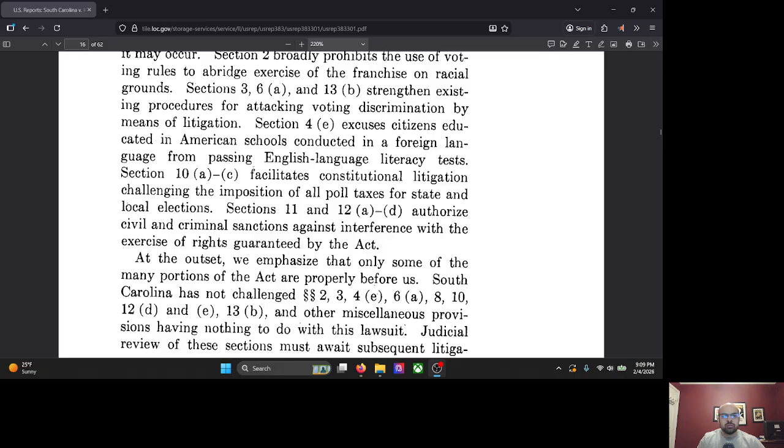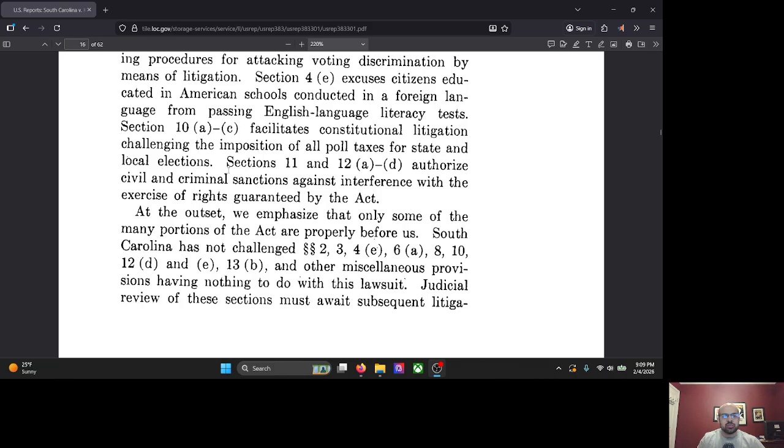Sections 10A through C facilitate constitutional litigation challenging the imposition of all poll taxes for state and local elections. Sections 11 and 12A through D authorize civil and criminal sanctions against interference with the exercise of rights guaranteed by the Act.